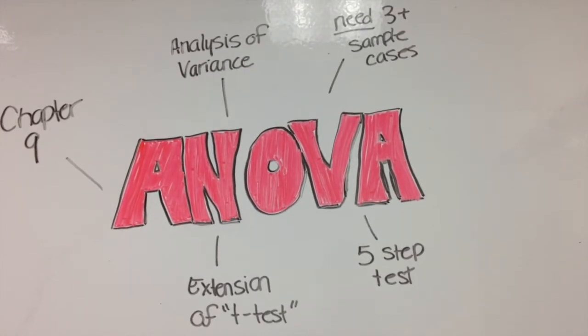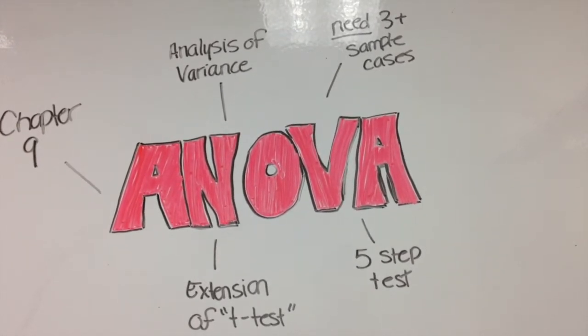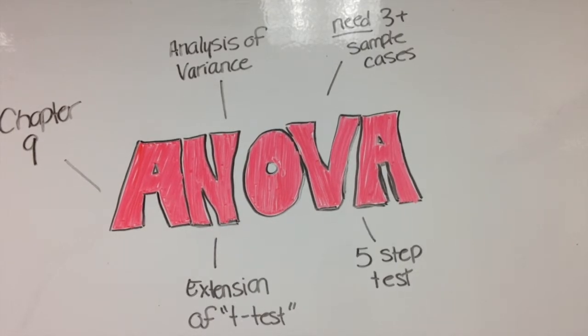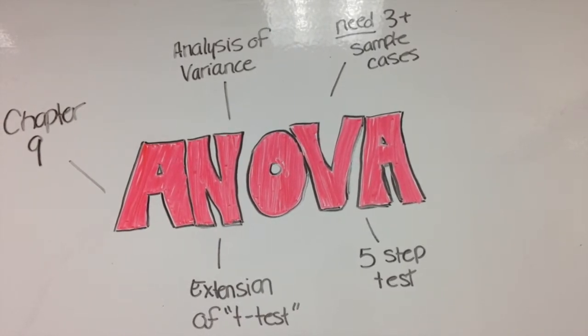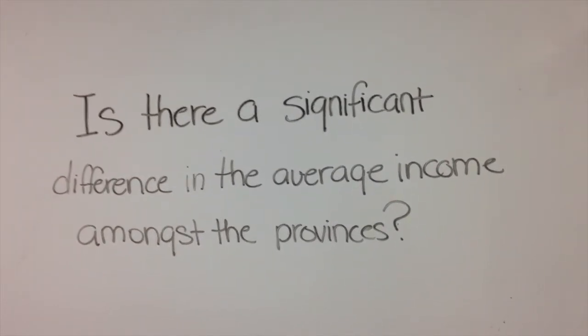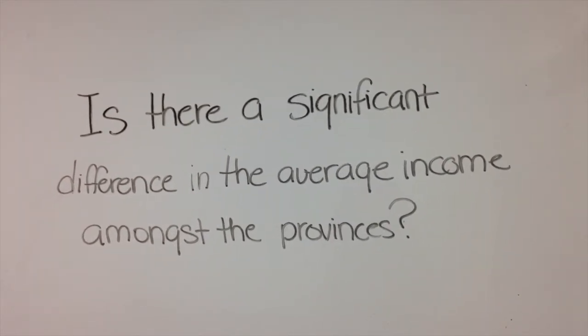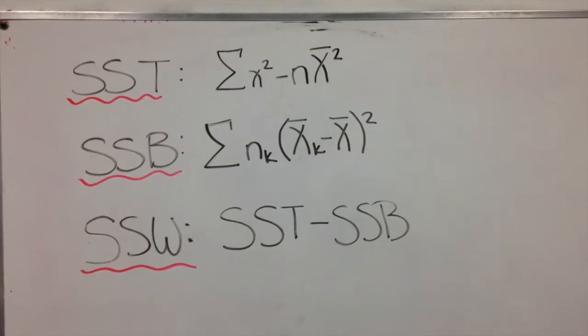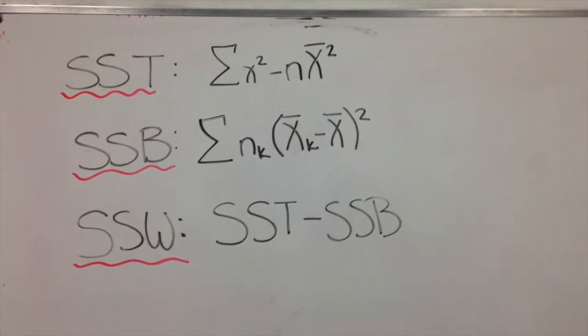There is a 5-step process associated with the test of significance for ANOVA. It is similar to the 5-step test for a hypothesis involving either one sample case or 2. Our research question for this exercise is: is there a significant difference in the average income amongst the provinces? The following formulas will be associated with this version.